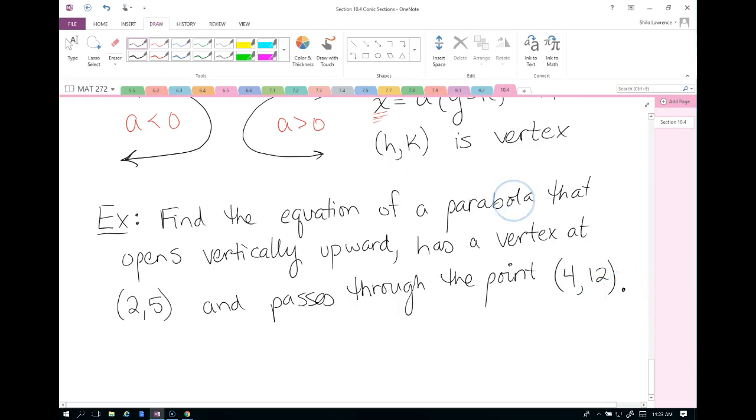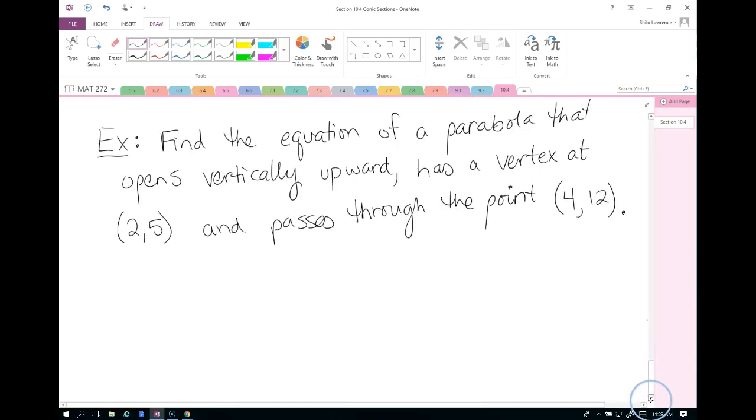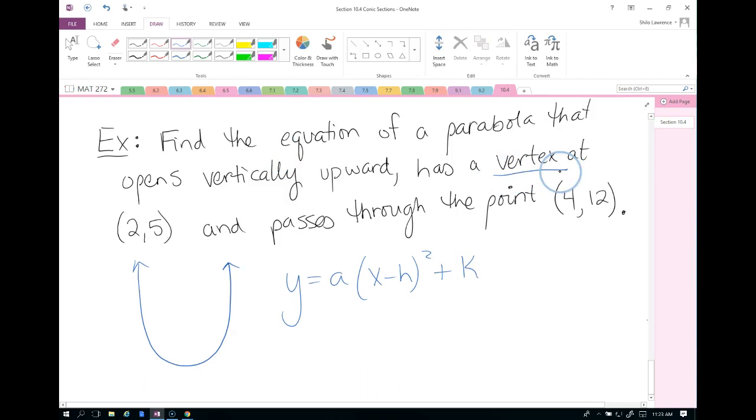So the parabola opens vertically and it opens upward. So we have already an idea of what this parabola is going to look like. It's going to be one of these, which means I know the basic formula is going to be y equals a times (x minus h) squared plus k. We were also given the vertex, so I know the h and the k. So I can plug those in.